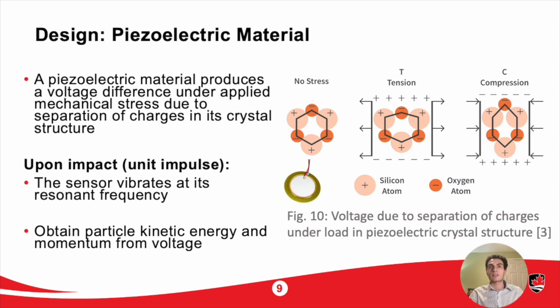And so piezoelectric materials produce a voltage under applied mechanical stress due to separation of charges in the crystal structure. And so upon impact with a particle, that stress creates voltage, and the sensor resonates at its natural frequency. And so it ends up looking like a damped harmonic oscillator in terms of the voltage response. Once I obtain the voltage, I'm able to turn that, using some correlations, into particle kinetic energy and momentum.